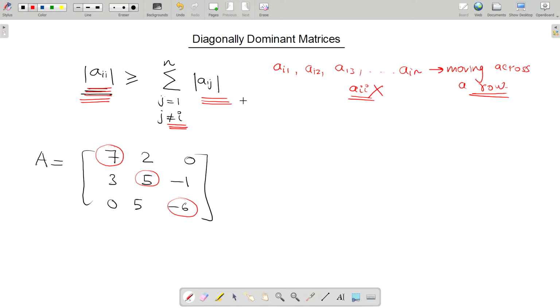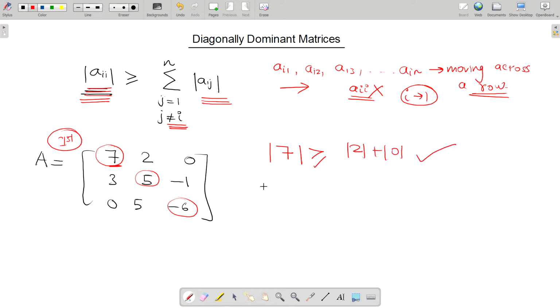So let's see, 7. This is the diagonal element, and its absolute value is still 7. This should be greater than or equal to 2, as we move across the row. This is the first row, where the value of i is 1. Leaving aside 7, we have 2 and 0. Yes, this is true.